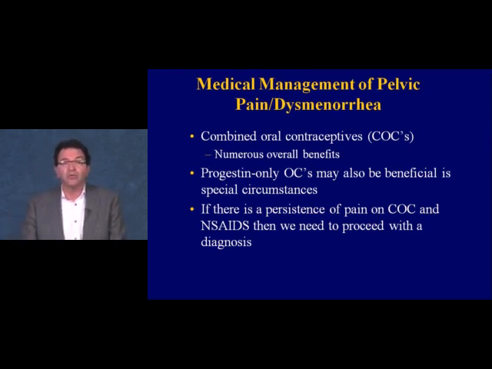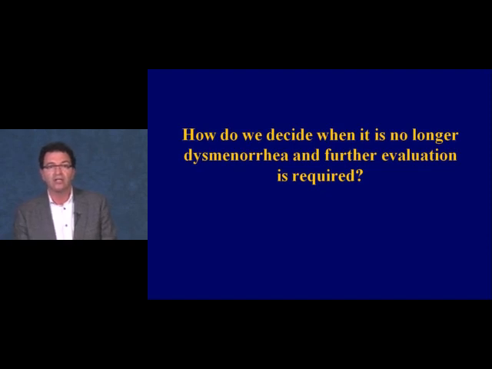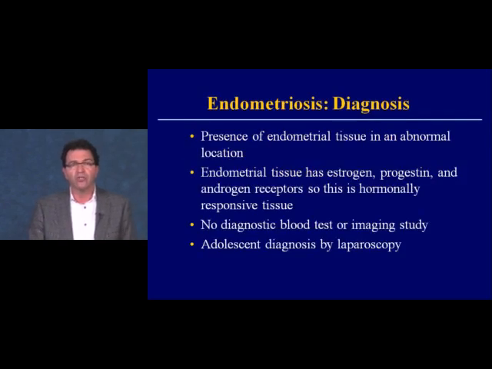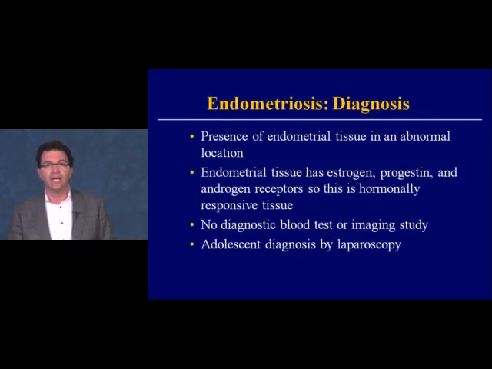We typically do a trial of NSAIDs and oral contraceptive therapy for 2 to 3 months. And if the pain persists, then we need to move on because we don't have a diagnosis. So when is it no longer dysmenorrhea and further evaluation is required? Well, we're talking about endometriosis.